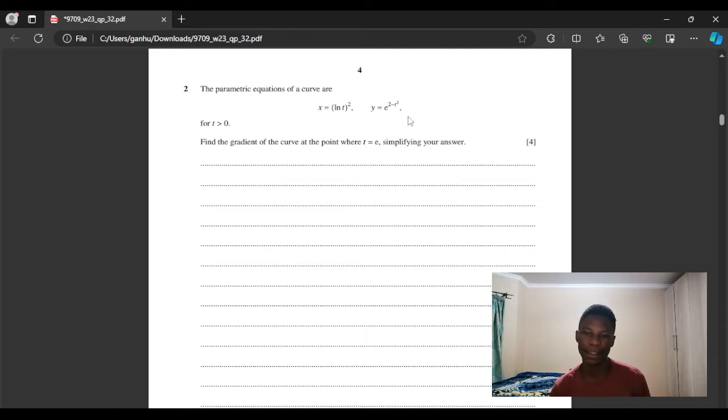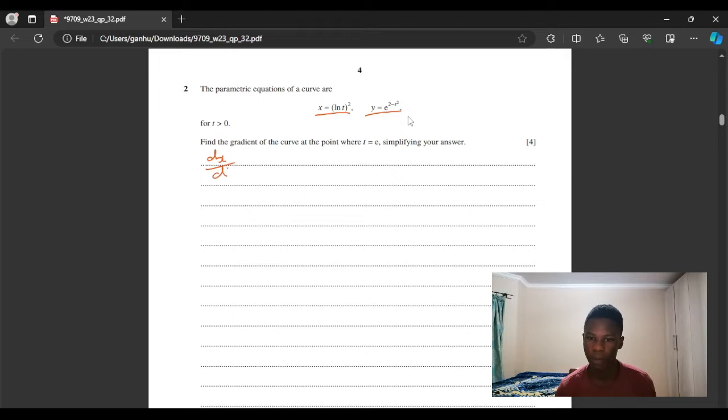Number 2, the parametric equations of a curve are x equals (ln t) squared and y equals e to the power 2 minus t squared, for t greater than 0. Find the gradient of the curve at the point where t equals e, simplifying your answer. Okay, so for parametric equations, let's start by finding dx/dt and dy/dt. Then we'll make a chain that will help us find dy/dx.